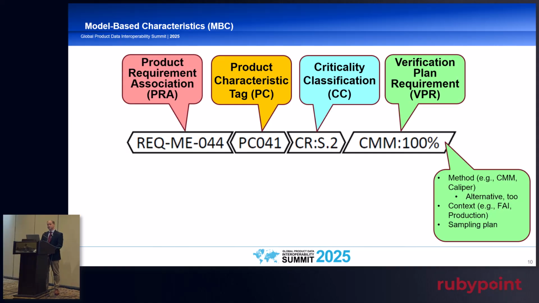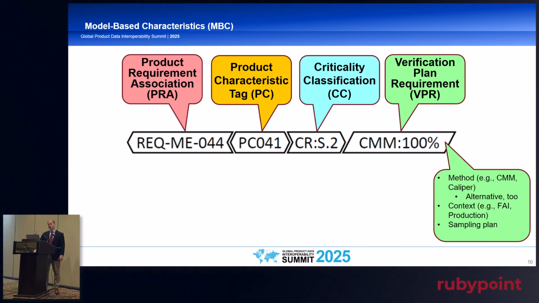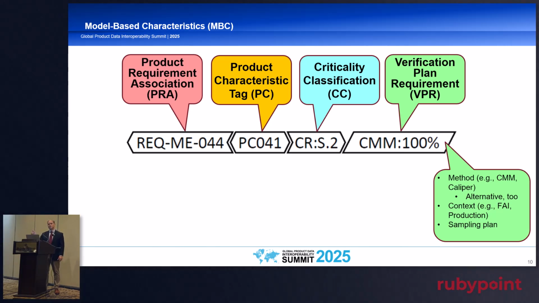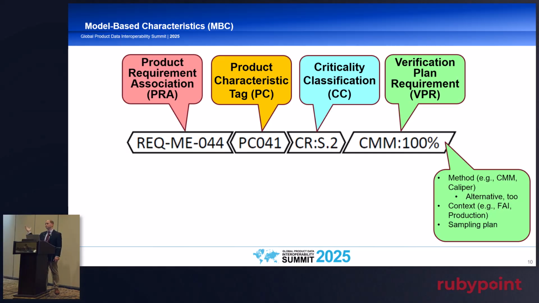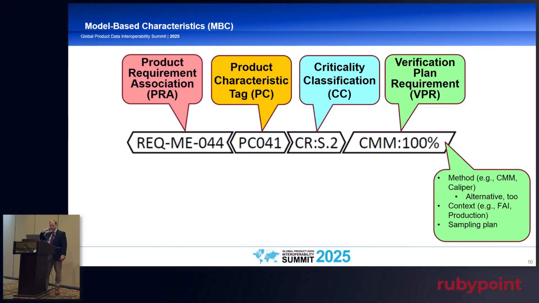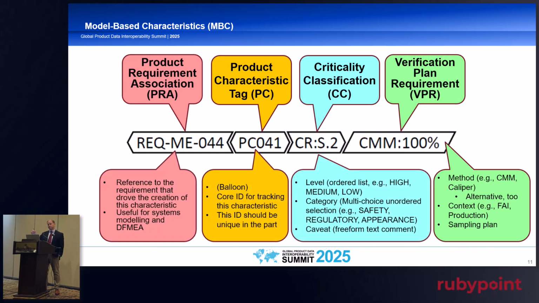And then there's also the ability to specify the context. So in other words, for this case we might say FAI 100%, but then once we go into production, it's going to be 10% of our parts or something like that. And so that's the verification plan requirement.